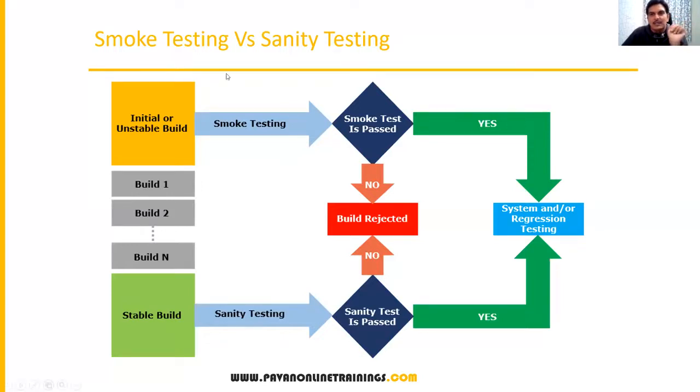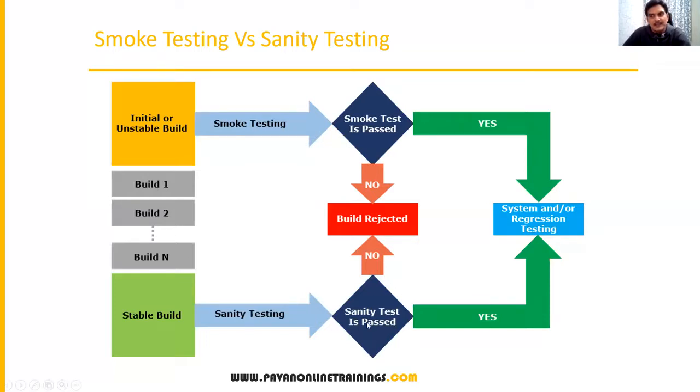Understand? Okay. So suppose after a few cycles, build one, build two, after a few builds in the testing life cycle, slowly the build becomes stable. Installation will be successful every time. In that case, we will do sanity testing. That means we test basic functionality at a very high level, and that is sanity testing.